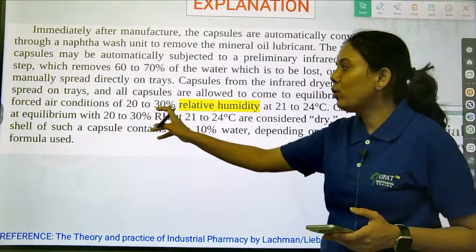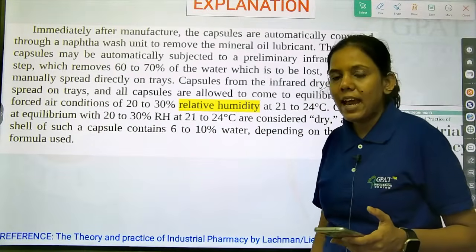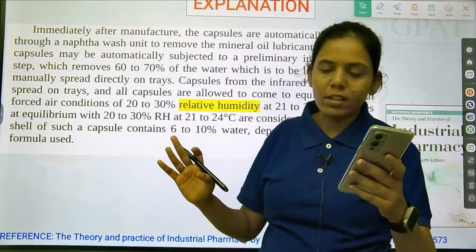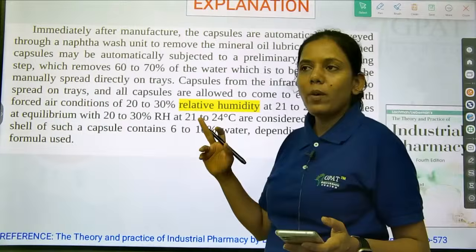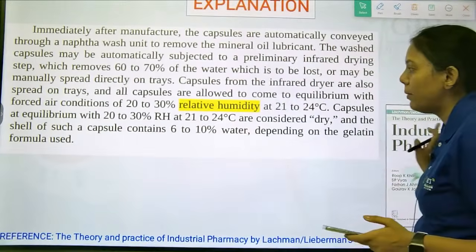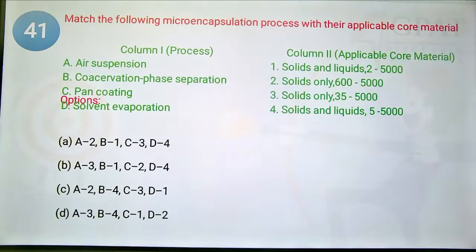20 to 30% relative humidity and 21 to 24. Please understand, whenever they are telling controlled, that means the room temperature conditions they will ask. Whatever 40, 50 you are saying, that is the accelerated one, that is a higher condition. So 20 to 30% relative humidity is the right answer.